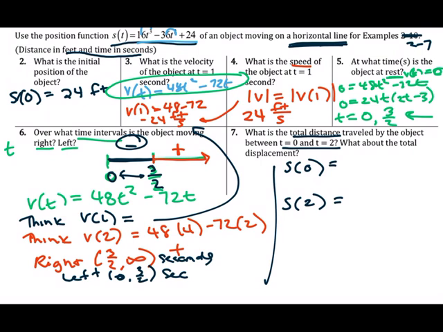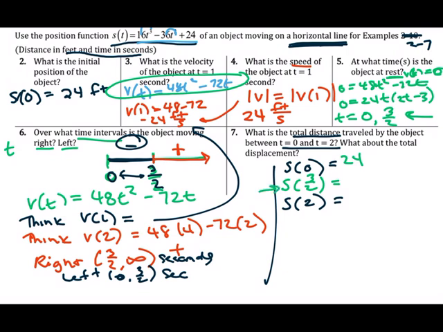But we also care about anywhere that the velocity is 0, which we found out in number 5, and again looked at in number 6, that it stops at 3 over 2 seconds. So we care about what's happening for each of those values. Well, if we plug in 0, we get 24. We did that on number 2.